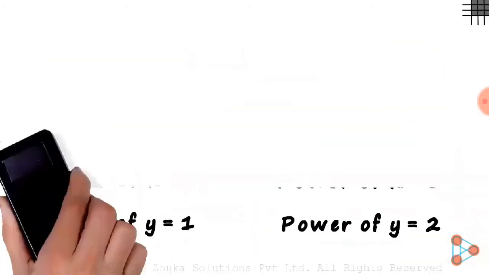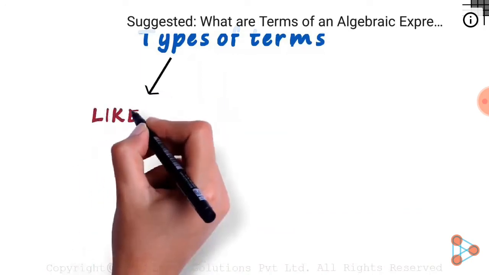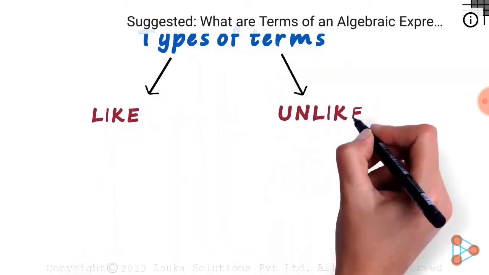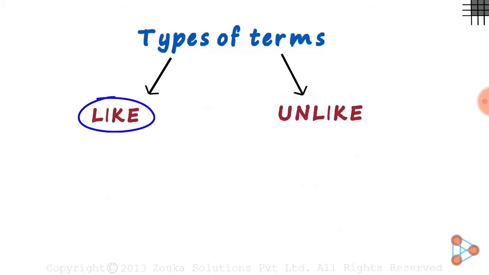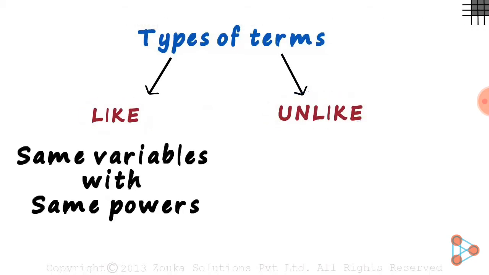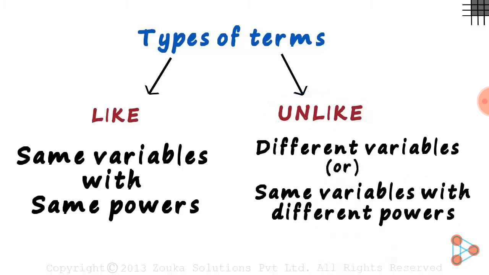Let's erase this and jump to the concept of the types of terms. There are two kinds of terms, like terms and unlike terms. What is the difference between them? Two terms are like if they have the same variables with the same powers. Don't worry, we will understand this with examples. When are they unlike then? Two terms are unlike if they have different variables or same variables with different powers.